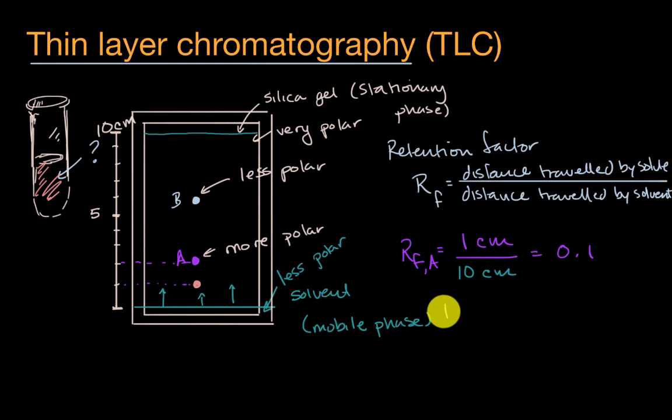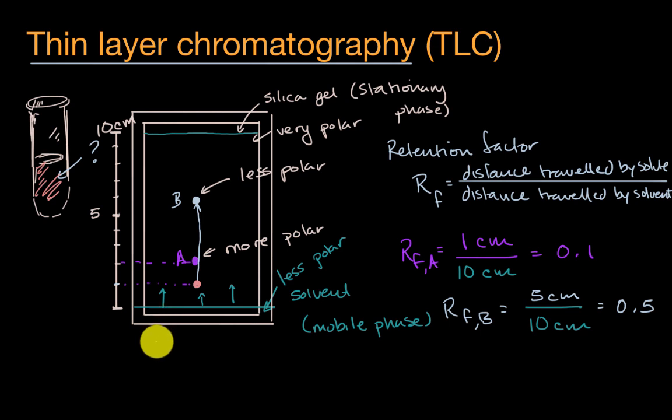Similarly, what is going to be the retention factor for substance B? Pause this video and try to calculate that. Well, it looks like it would have traveled from 1 centimeter to 2, 3, 4, 5, 6. So it travels 5 centimeters. And once again, the front of the solvent traveled 10 centimeters. And so you get a retention factor here of 0.5.